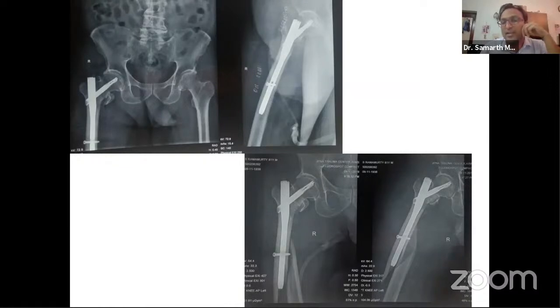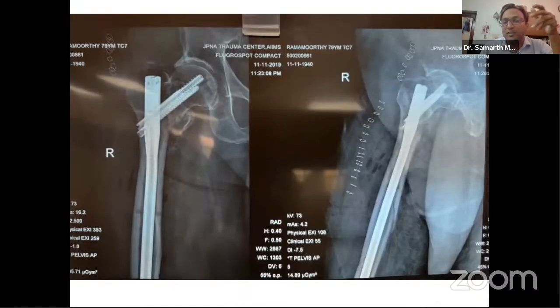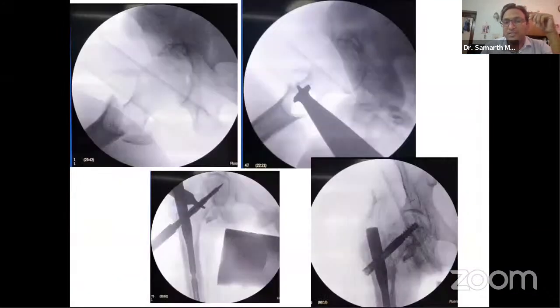is not fully united. This is the time when I use something available in the market with a coupled lag screw, which has a diameter of 15.75 or 15.5 millimeters. So we should always know the other options available in the market. And this is what we used in this patient. And then he was again fully mobilized with full weight bearing after this fixation.